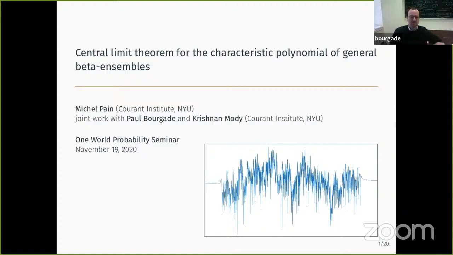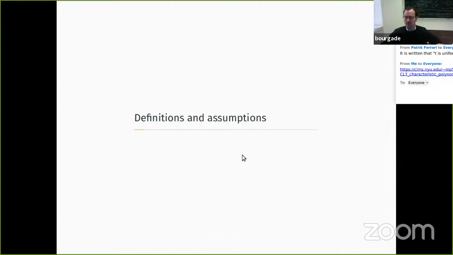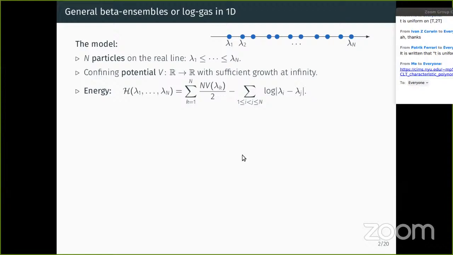Okay, so let's start. First, what are general beta ensembles? That's also what is called a log gas in dimension one. So we have n particles on the real line, with positions lambda one to lambda n. We suppose that a potential is given, a function from R to R going to infinity at infinity. And we consider the following energy for a configuration. First, each particle independently of each other is affected by the potential. And then there are logarithmic interactions.